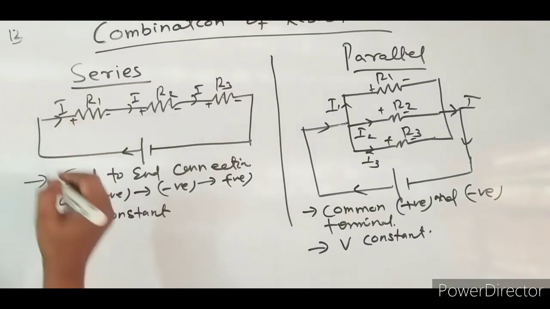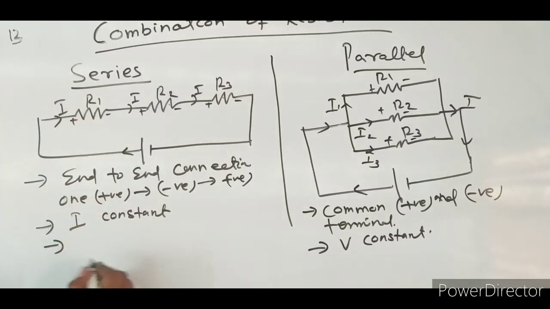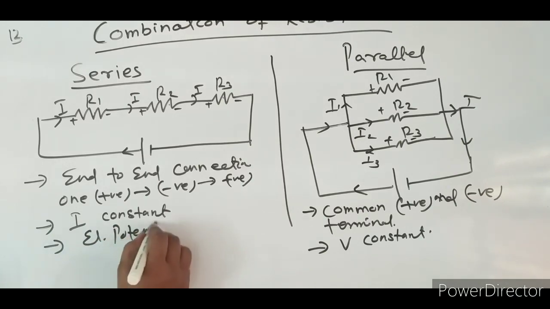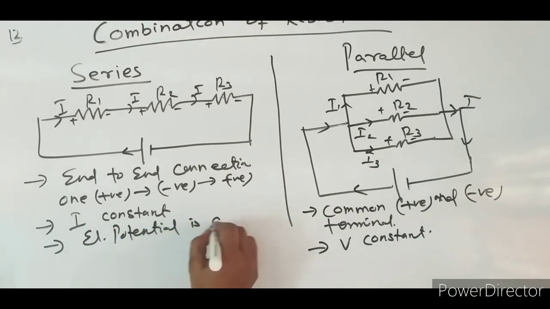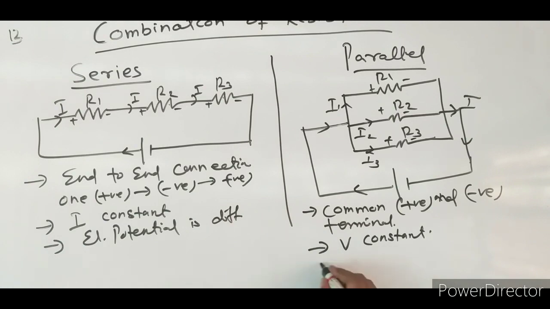Here, this potential difference will be different. Here, the electric potential is different. Here, I is different. Clear? Electric potential is different and I is different.